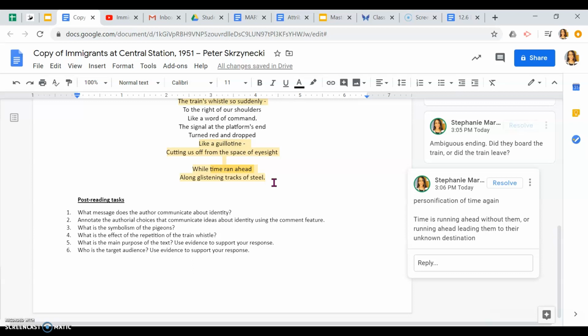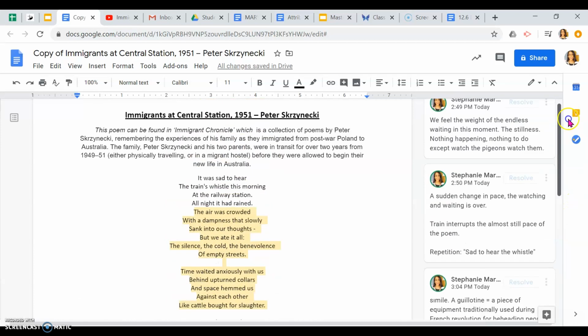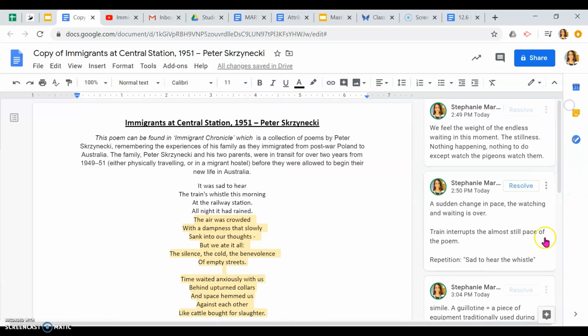So that's my analysis. I want you to look back on your own analysis and see what you've been able to get out of the poem. I haven't pulled out every single authorial choice. There are a few more, but that's an idea of how to make sense of the poem and where you can start.